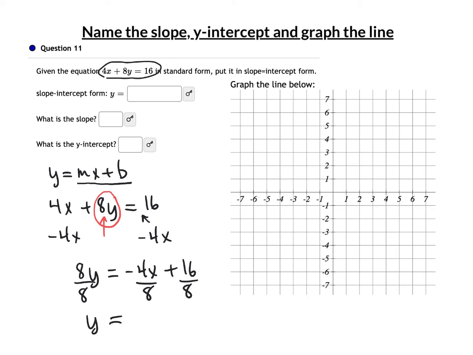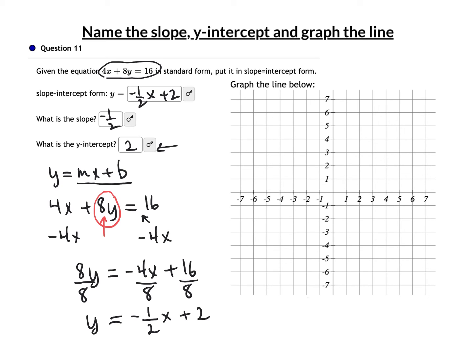And we get y equals 4 over 8 is a fraction. 4 does not divide by 8 because 4 is too small. We can reduce it though, we can simplify it. They're both divisible by 4. If you divide them both by 4, 4 divided by 4 is 1, 8 divided by 4 is 2. So it's negative 1/2 x plus 16 divided by 8 is 2. The intercept then is 2, and the slope is negative 1/2, and the equation is y equals negative 1/2 x plus 2.